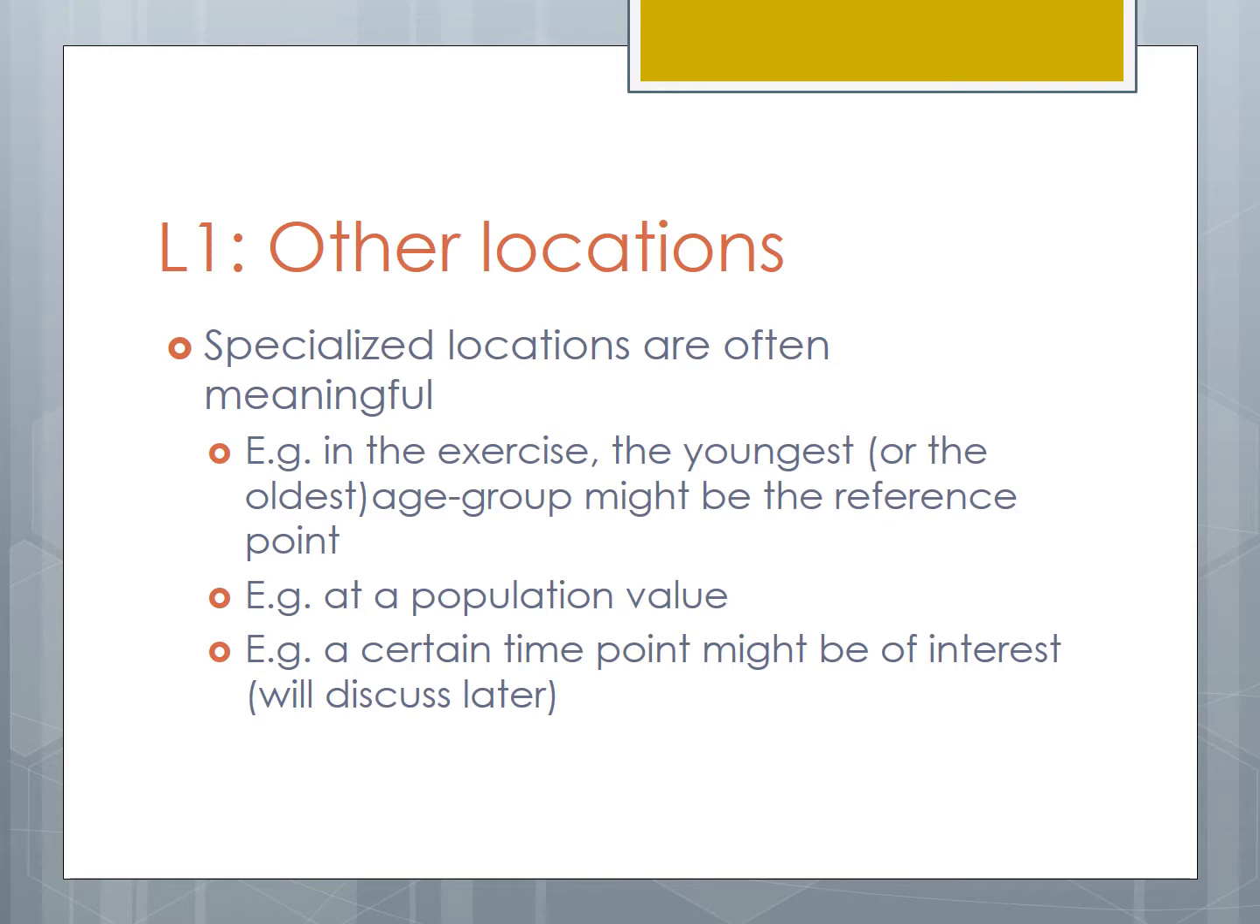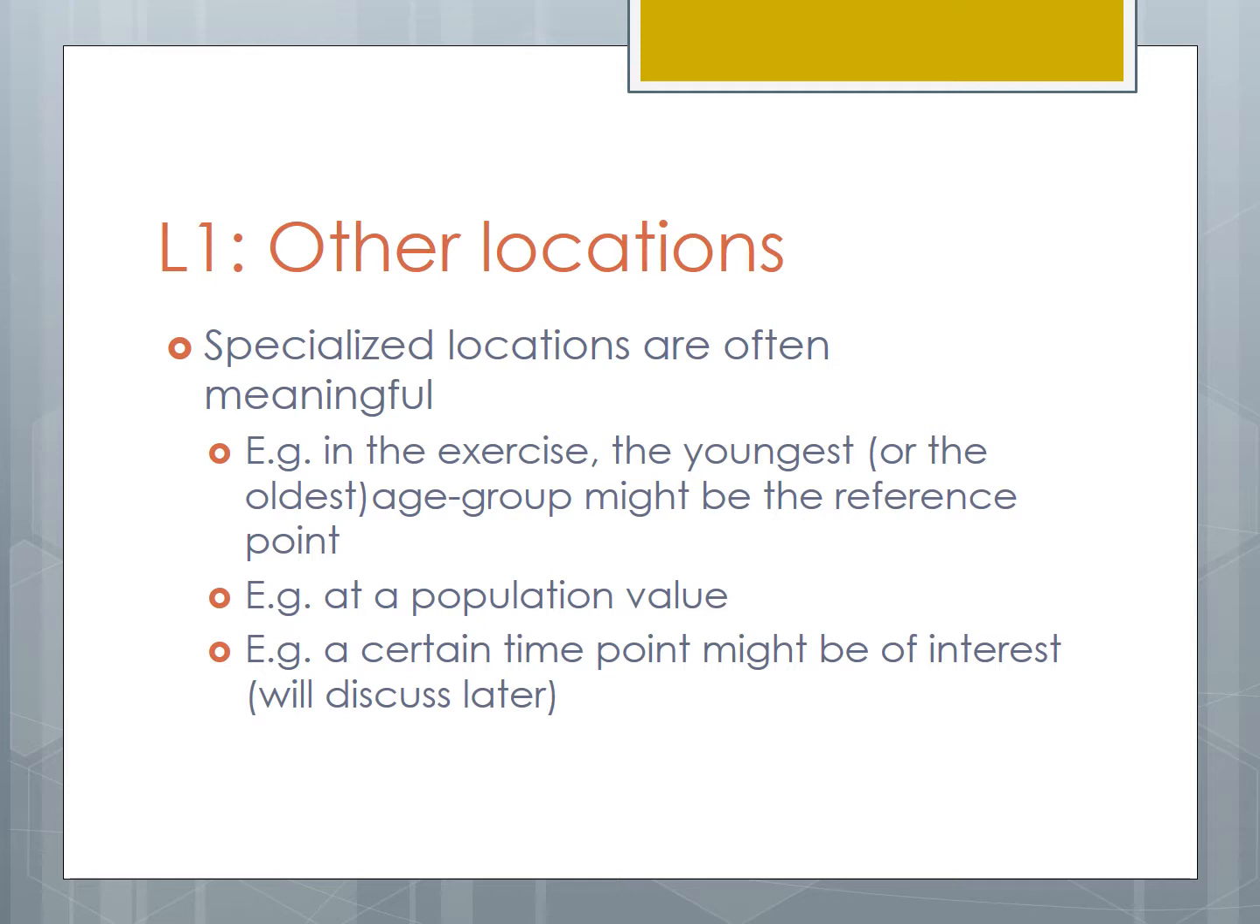There are other locations that might make sense for a level 1 predictor to be centered on. Sometimes there is a reference group. Youngest or oldest age group might be something. With the SAT, I have no idea what the minimum is these days. That might be the meaningful number. It used to be 200, I think, for anybody actually showing up.